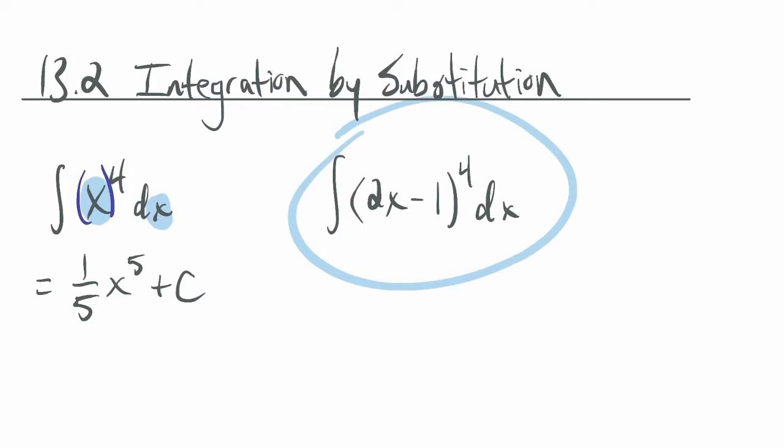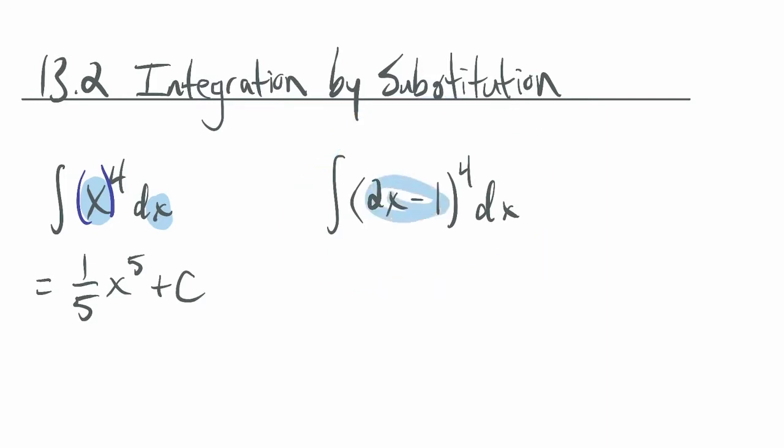But over on this side, the thing in the parentheses is not identical with the differential. So I don't have somehow like 2dx minus 1, or the differential of 2x minus 1. I just have dx. So I can't just do the power rule. This is not 1/5 times 2x minus 1 in parentheses to the fifth power. It's not. So what I have to do is the following.